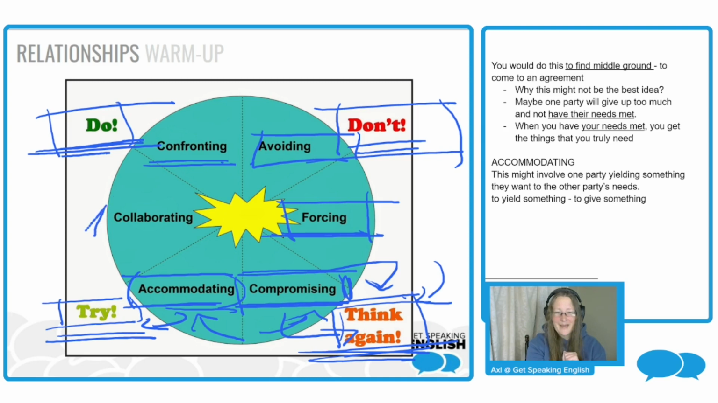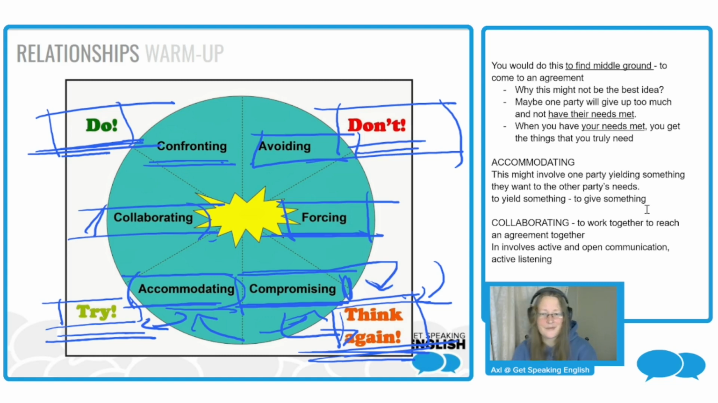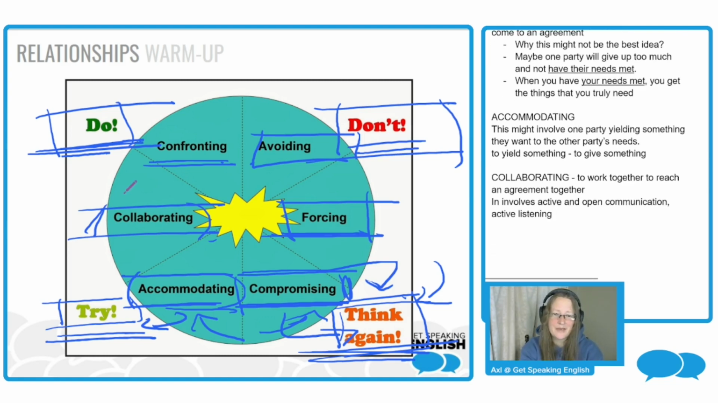And then finally, we have collaborating. Collaborating is this idea of working together, right? Which I think we could all agree is an ideal situation when it comes to problem solving. You want to work together to reach an agreement together. It usually involves active and open communication, like active listening, all those sorts of things. That's definitely underneath the do category. Looks like it's partly a to do slash a try.